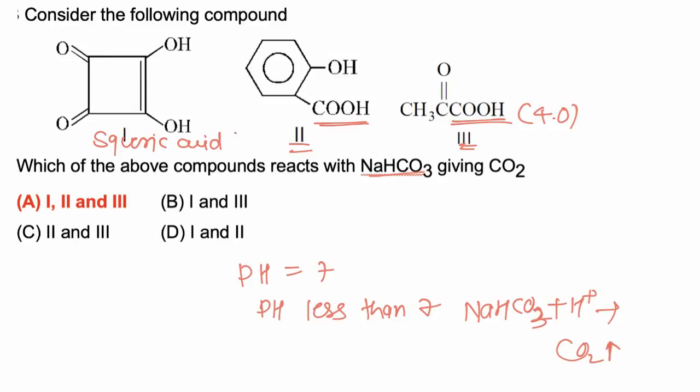Squaric acid has a pKa value approximately between 1 and 0. It is a very strong acid. So all these acids will react with sodium bicarbonate to produce CO2 gas, and hence the correct answer is A.